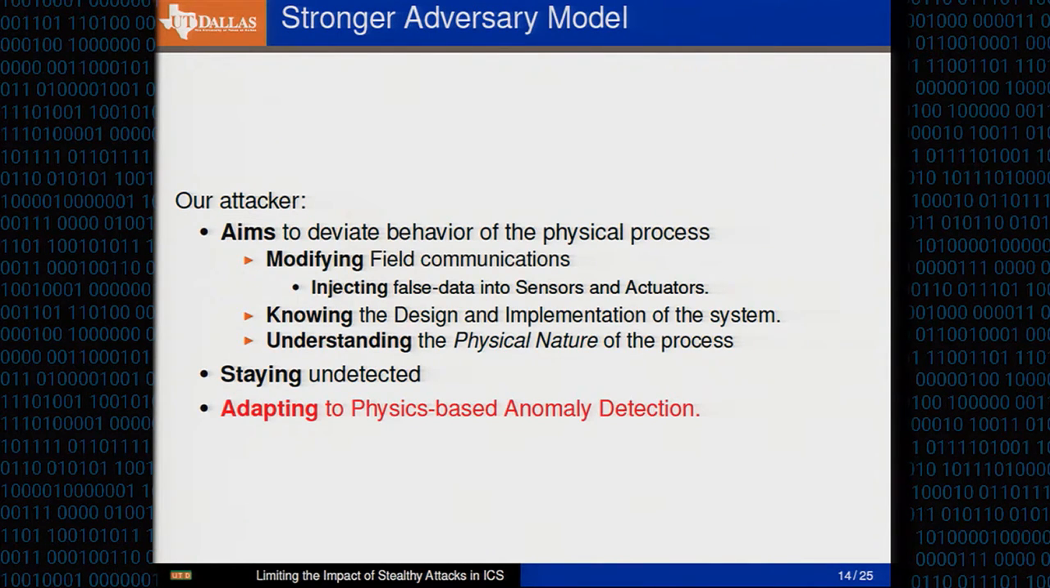Now, this type of stronger adversary model has already been proposed previously, but we are improving on it by taking into consideration the noise that the sensor injects on the measurements, and we are also forcing our attacker to stay undetected even in the presence of stateful detection statistics, and we are forcing the attacker to optimize the impact of his attack. Finally, we want to do something new. We want our attacker to adapt to our detection method.